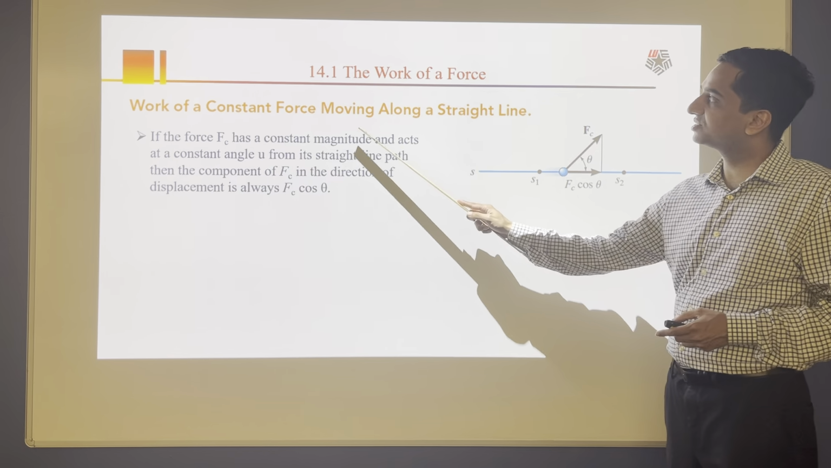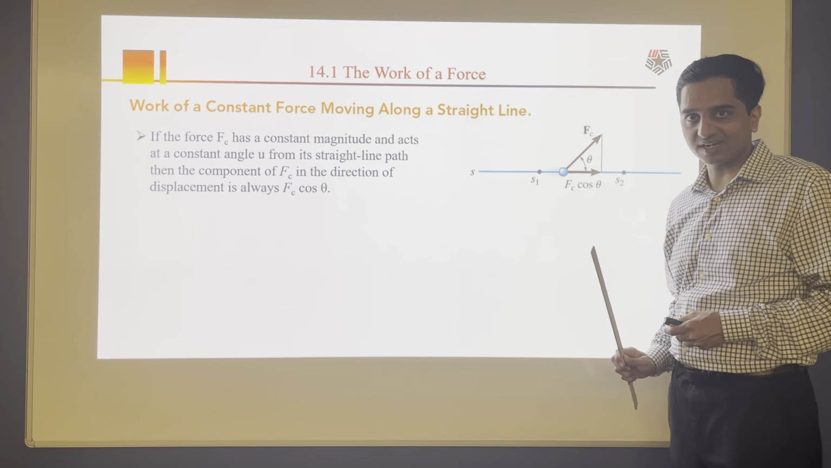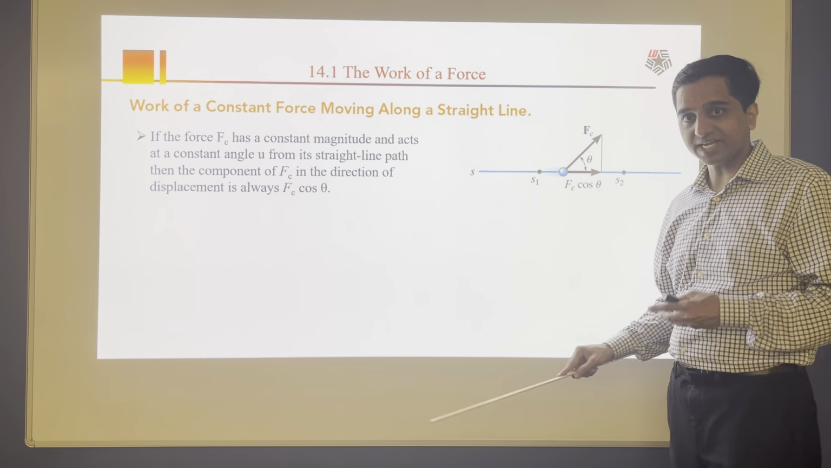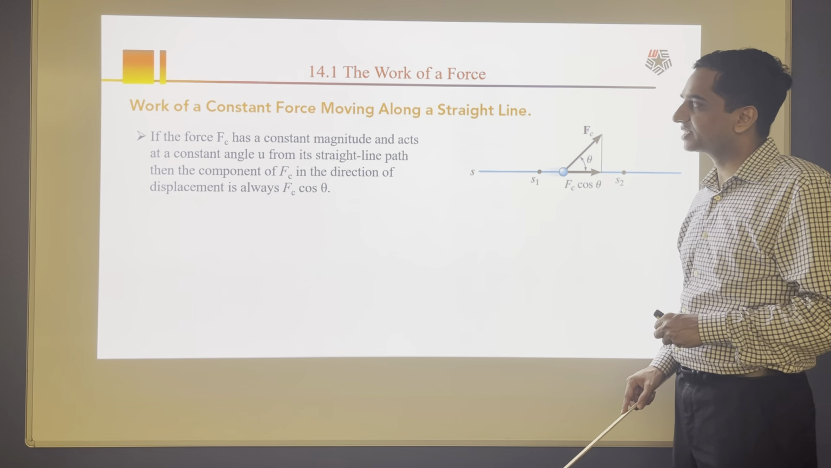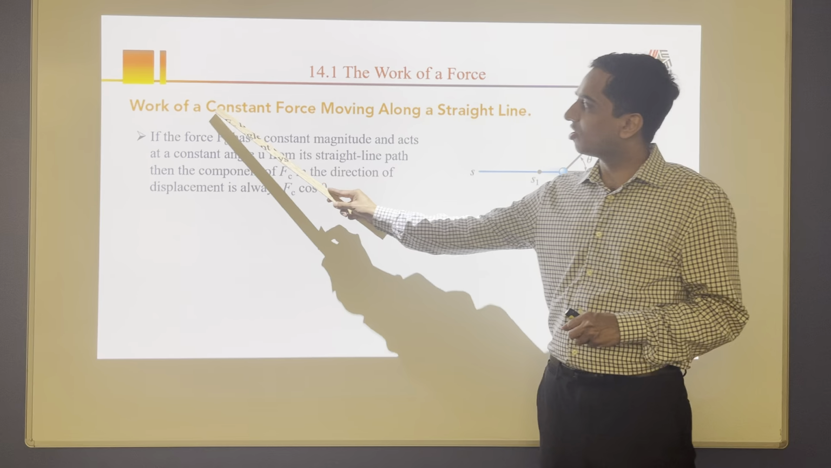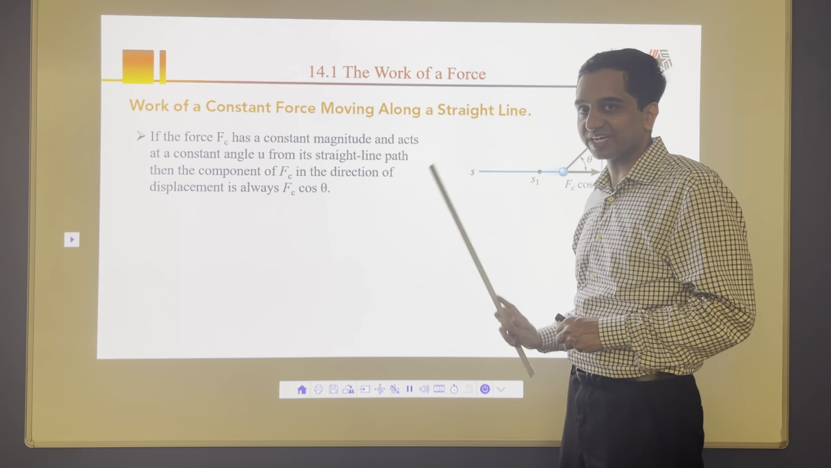Now there are three different cases we will try to understand for total work done by a force. The first case is work of a constant force along a straight line. Second is work of gravity, and the third case is work done by a spring. So let's start with the first scenario, work of a constant force moving along a straight line.